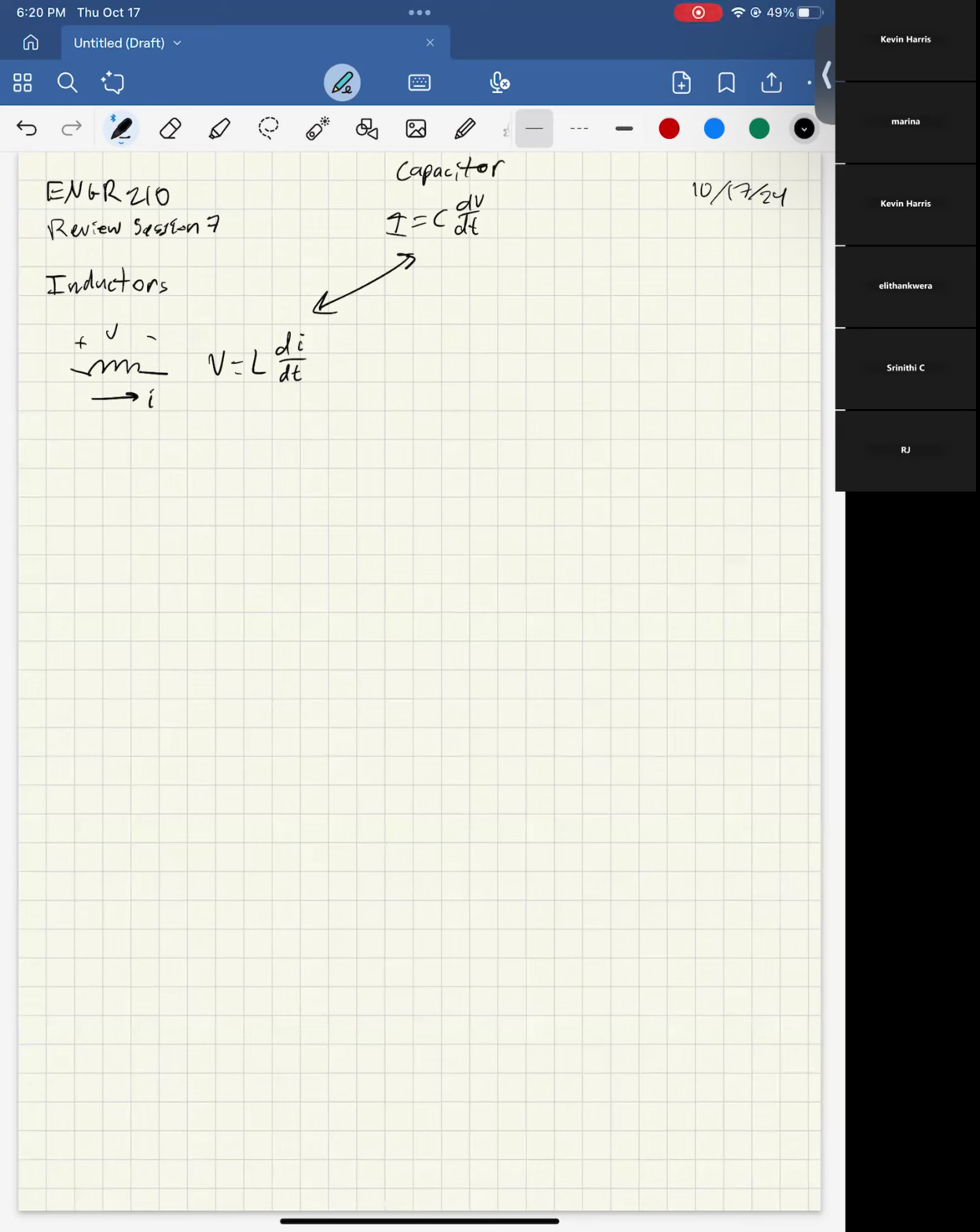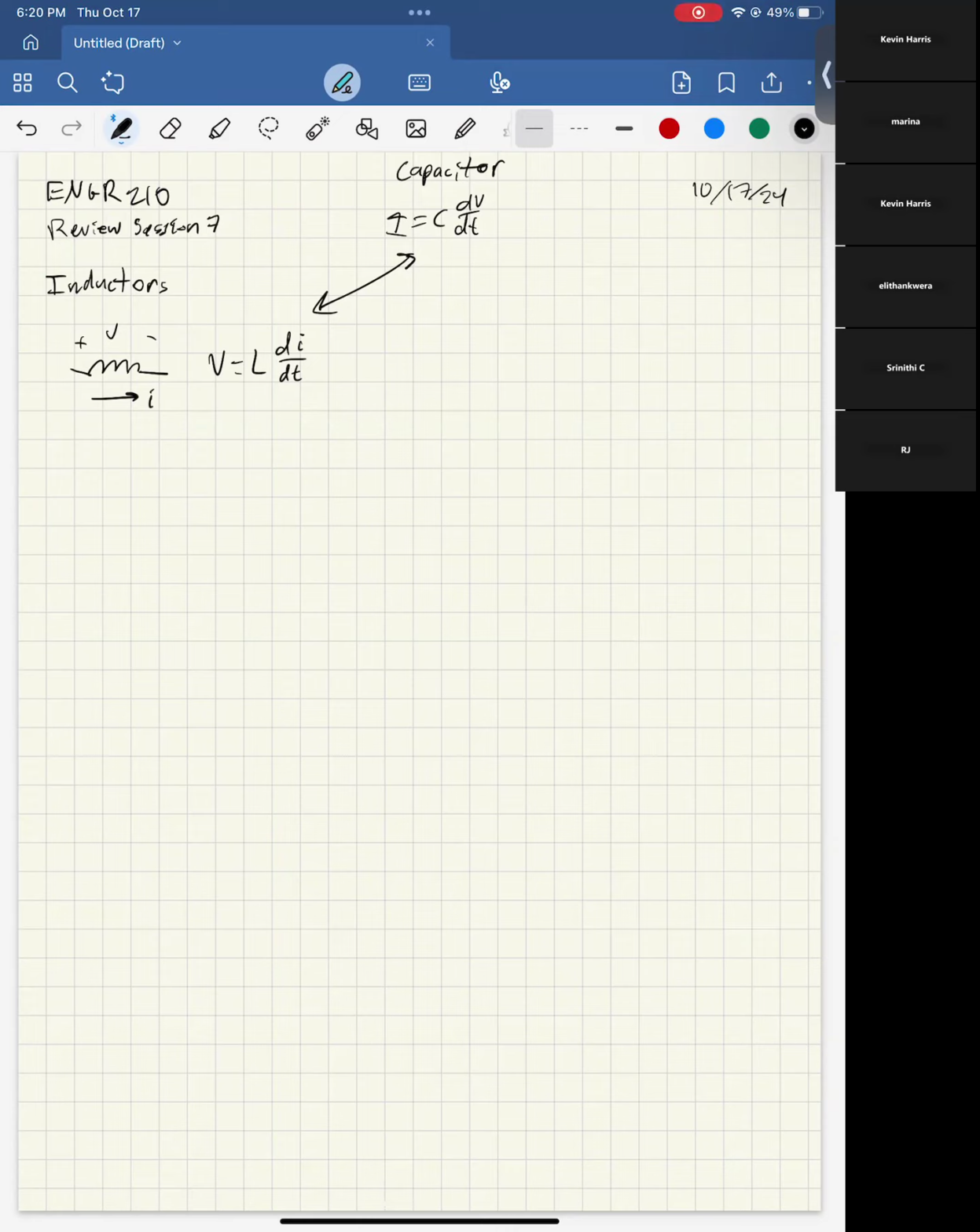So what this tells you is that the inductor is going to work in much the same way as the capacitor, but with voltage and current swapped. Where you can think of a capacitor as like a battery that charges up and discharges, an inductor is like a current source that charges up and discharges. The key thing is that the inductor will resist changes in current, whereas the capacitor resists changes in voltage.